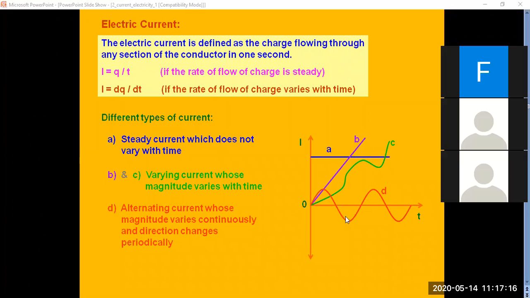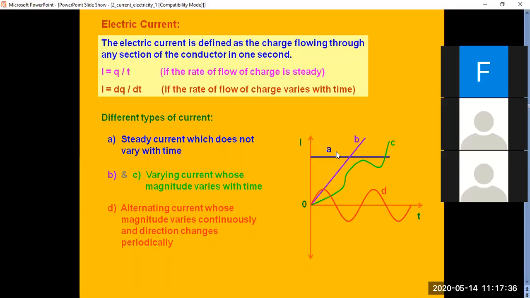So this type of change we call periodic change. If it is happening periodically, that's the difference between graph C and D. C, somewhere it is increasing, somewhere it is decreasing. But D, if you see, you have that uniformity. That periodic increase and decrease is called alternating current.